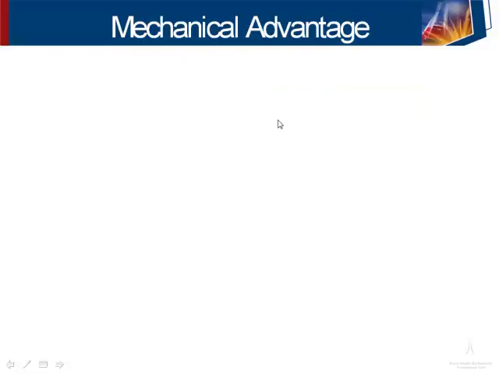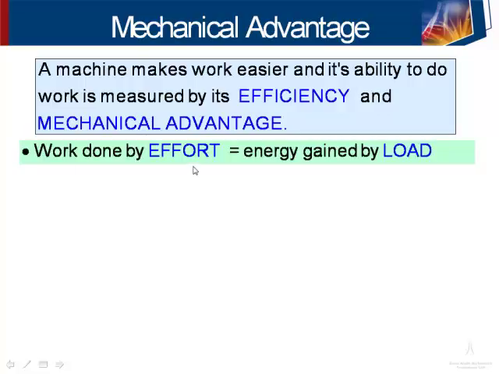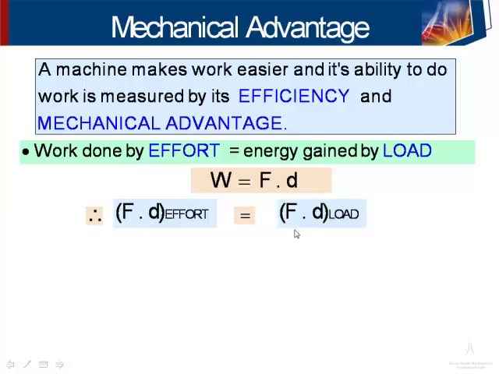Mechanical advantage. A machine makes work easier, and its ability to do this work is measured by its efficiency, and we calculate it with a concept called the mechanical advantage. Since the work done by the effort equals the energy gained by the load, remembering work equals force times distance, on the one side of the lever, the effort work, remember work equals energy, therefore work equals force times distance of the effort equals the force times distance of the load.